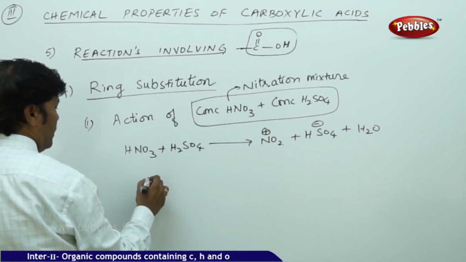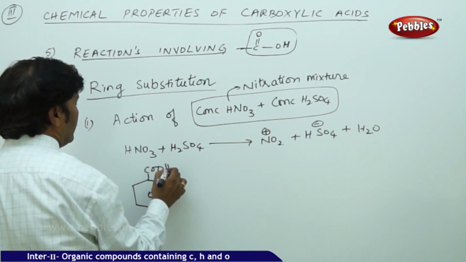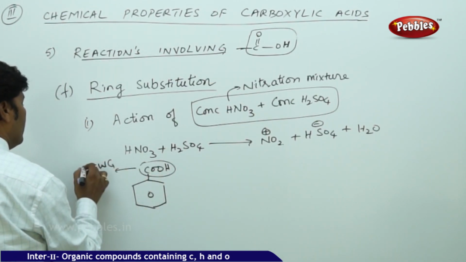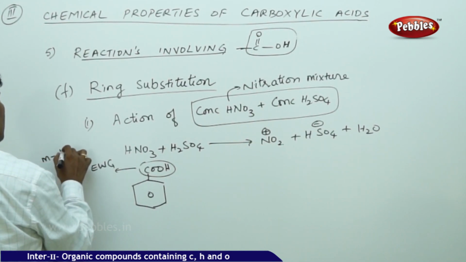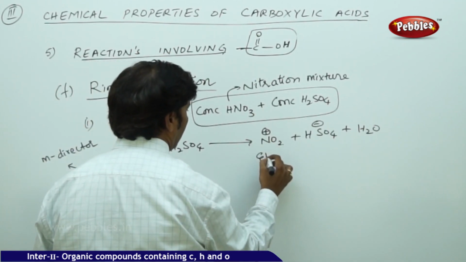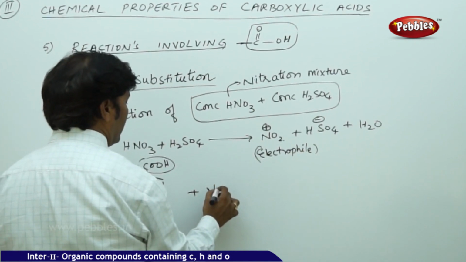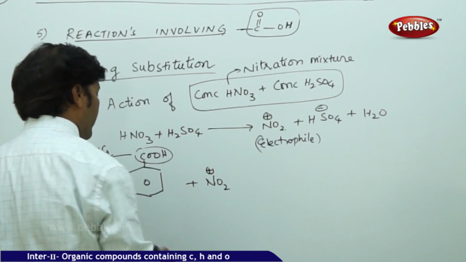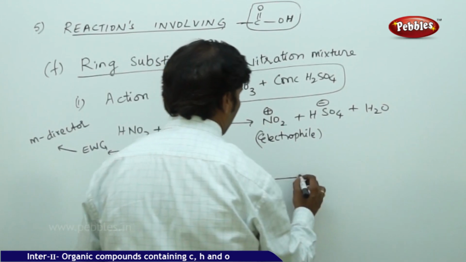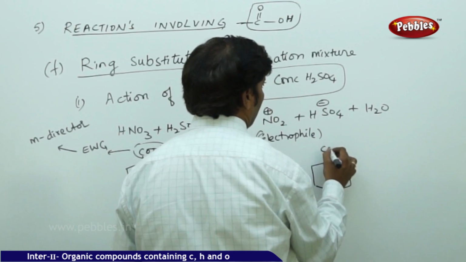So take the benzoic acid, COOH. Basically it's an electron withdrawing group, and it's a meta director. So therefore when you are adding, this is electrophile. Take NO2+ electrophile. So this is the meta position. So the electrophile is invited at the meta position. So you get here meta nitro benzoic acid.